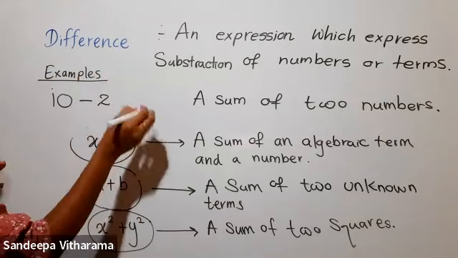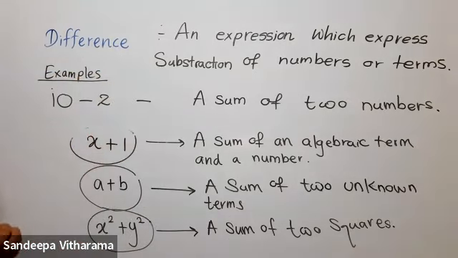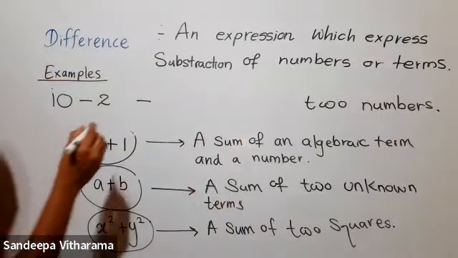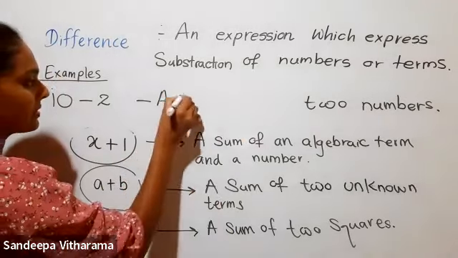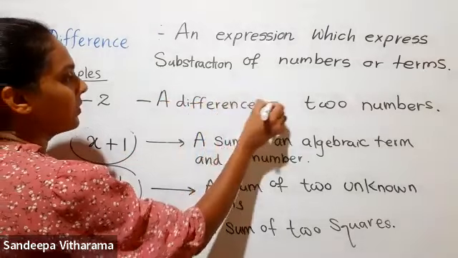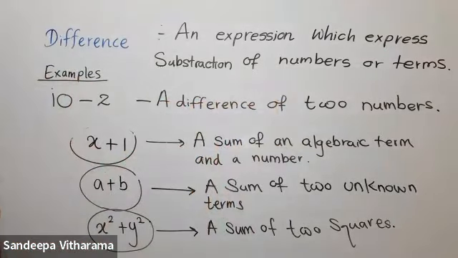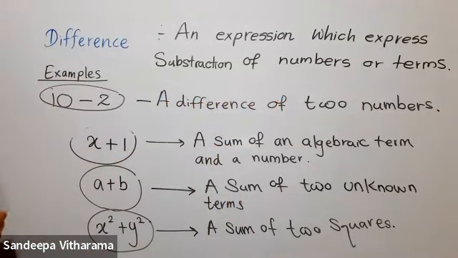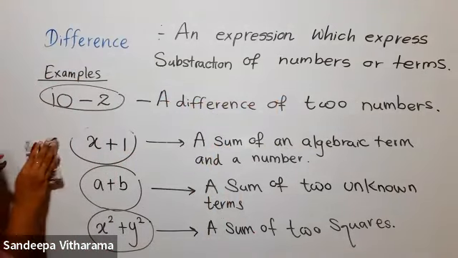Examples. Look at this one. Can you identify what this one is now? This is a difference, no? We can say a difference of two numbers. මේකට අපි කියනවා මොකක් කියලාද? numbers දෙකක difference එකක් කියලා.